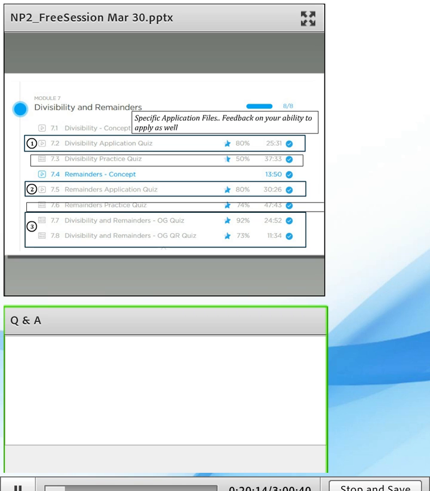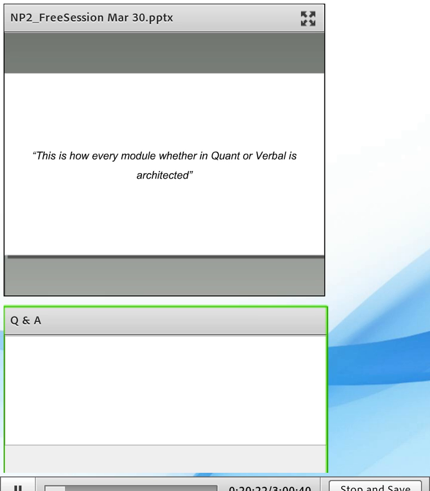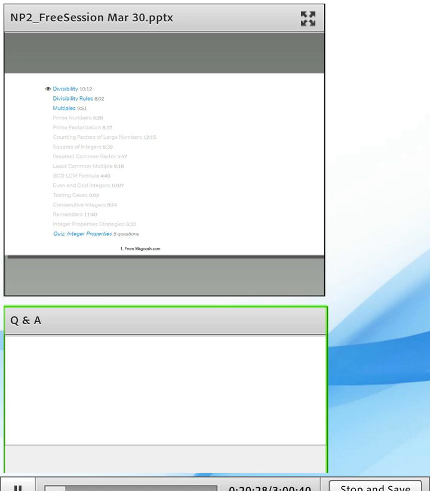And then towards the end, to make sure that you learn that application, we give you a set of targeted official guide questions with detailed video solutions. And this is how every quant and verbal module in the e-GMAT course is architected. Now let's look at the application in the Magoosh course.